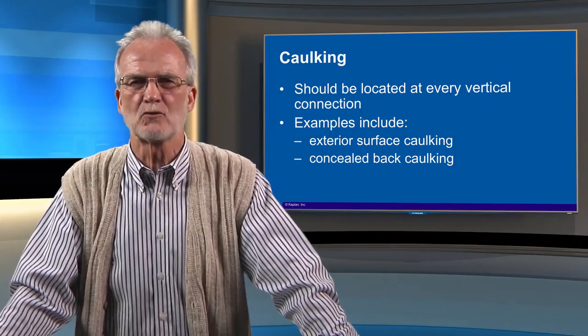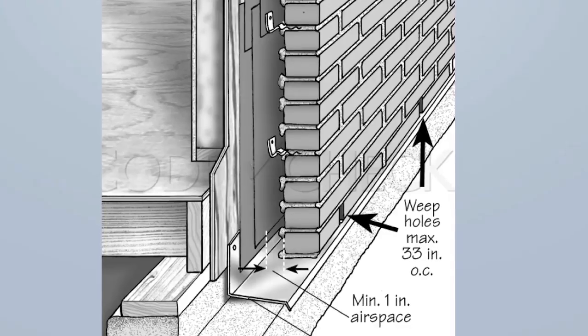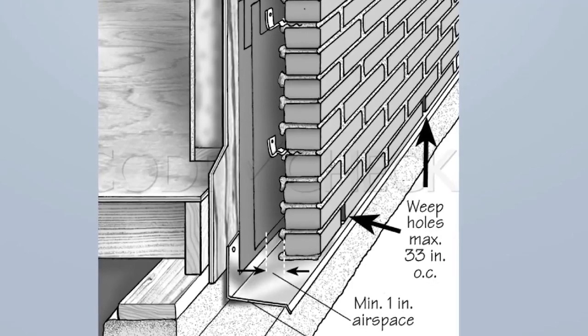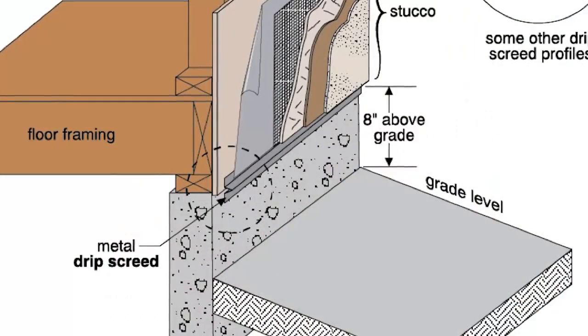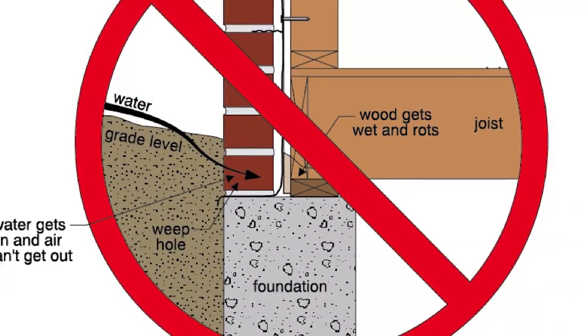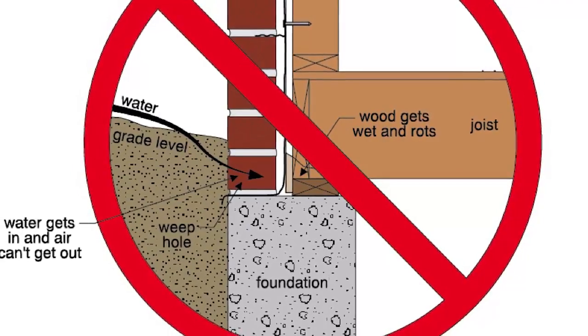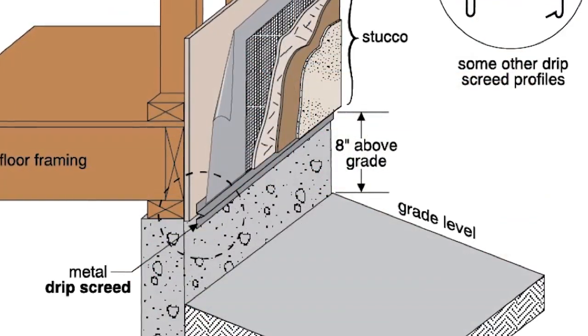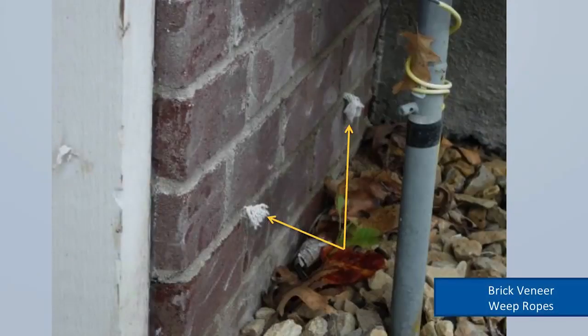With face-sealed wall material such as brick and stucco, weep holes, ropes, or screeds are used to let the water out. Often these are buried and difficult to see. Common examples of weep screeds are drip screeds, brick weep holes, brick weep ropes.